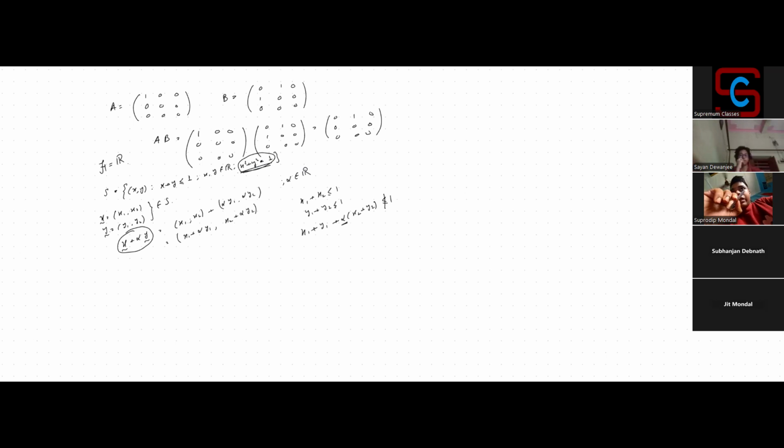This procedure is right, but another thing: note (0, 0) belongs to S? (0, 0) does not belong to S. Then S cannot be a vector space, right? Oh, yes. Okay, I got it. That is the thing.